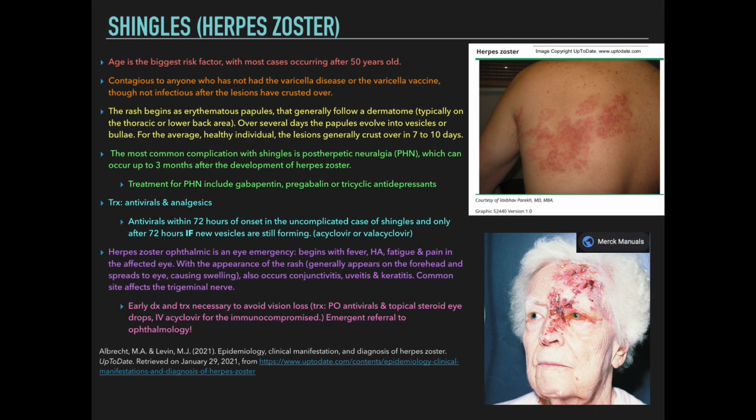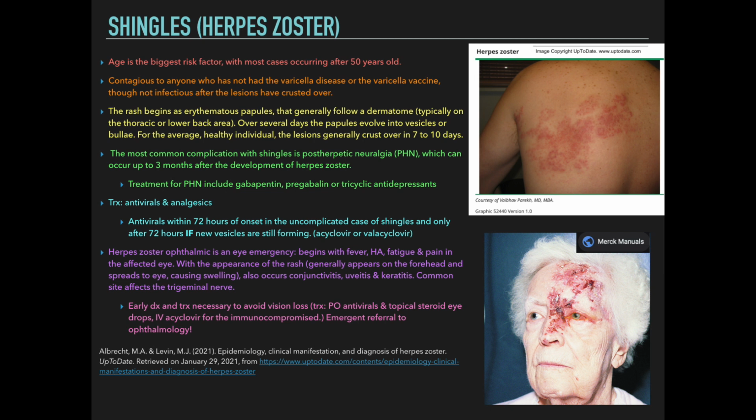So next up is shingles or herpes zoster, and this is actually a reactivation of the chickenpox virus. So age is going to be the biggest risk factor for shingles, with the majority of cases occurring after 50 years old. So this is going to be contagious to anyone that has not had the varicella disease or chickenpox or did not have the vaccine, although it is no longer infectious after the lesions have crusted over.